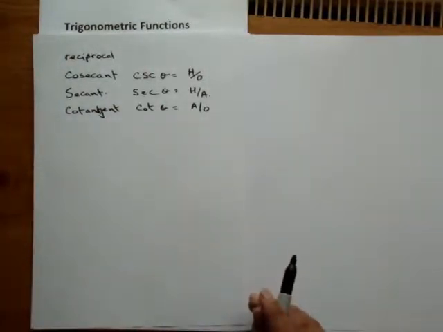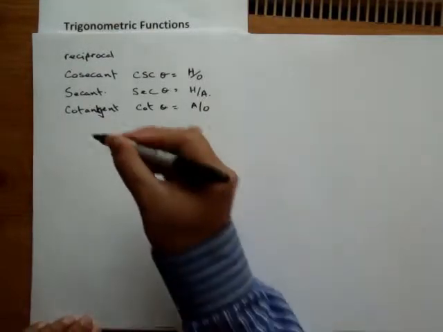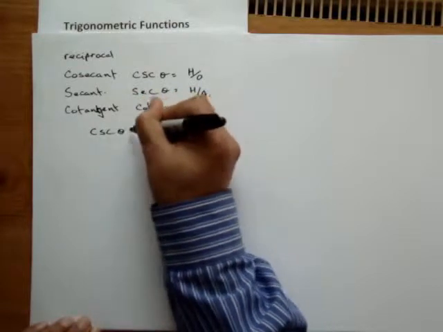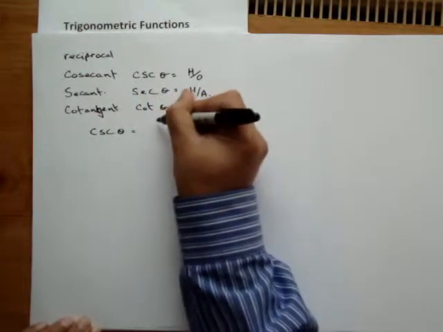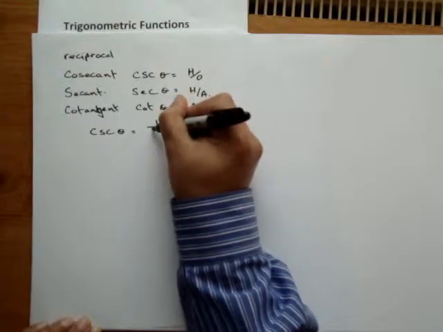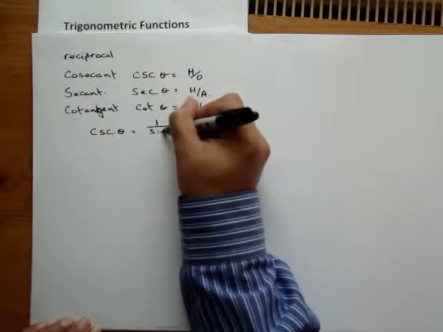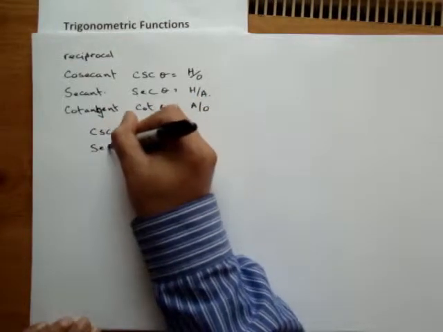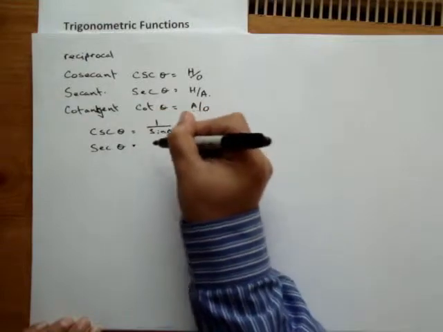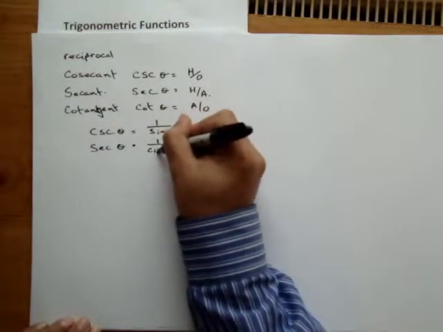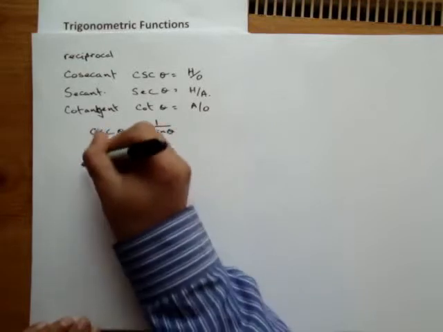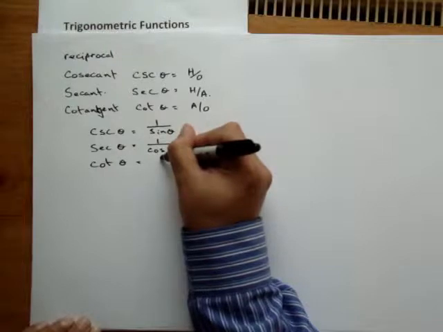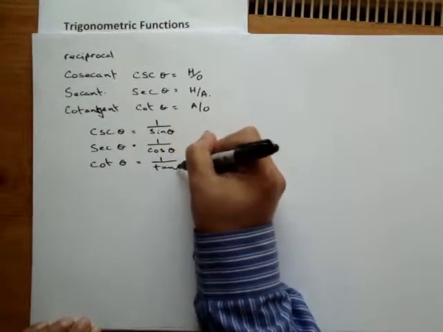As well as this, we've got cosecant theta, again the reciprocal of sine, so it's 1 over sine theta. Sec theta is the reciprocal of cosine, so that's 1 over cos theta. And cotangent theta is the reciprocal of tangent theta, so it's 1 over tan theta.